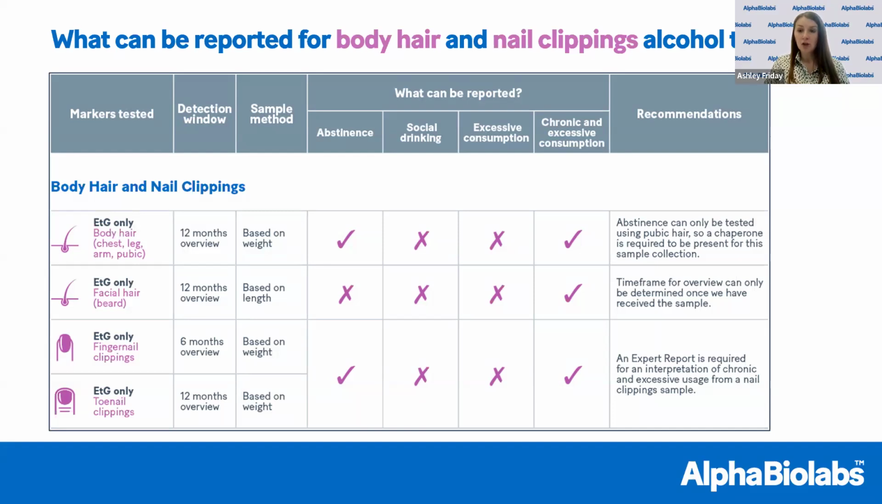And then we can look to use nail clippings. So again, fingernails or toenails covering 6 or 12 months as an overview. And this would be able to be reported as abstinence or chronic and excessive consumption. But you would need that expert report with any nail analysis that you instructed.